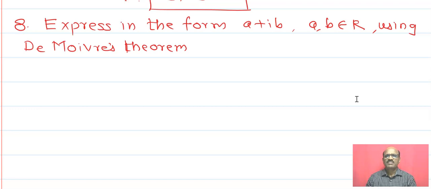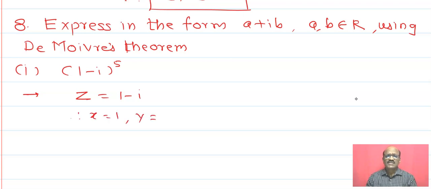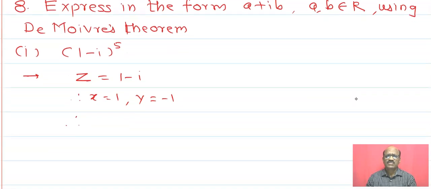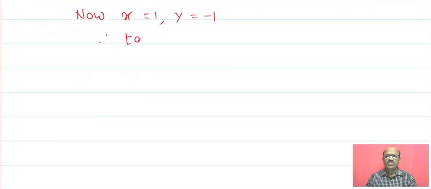Express in the form a + ib, where a and b belong to the set of real numbers, using De Moivre's theorem. This is a very important question. That is (1 − i) raised to 5. Therefore, we treat here z is equal to 1 − i. Here x is equal to 1 and y is equal to −1. Their modulus is root 2.